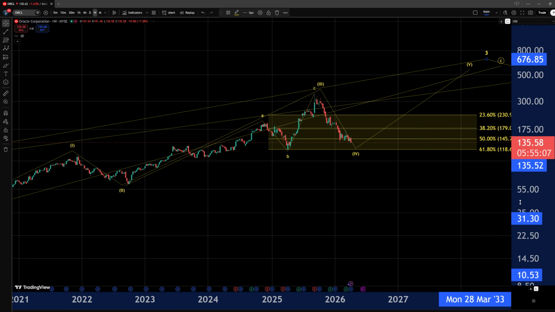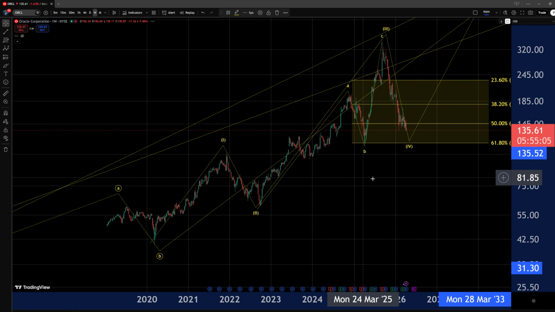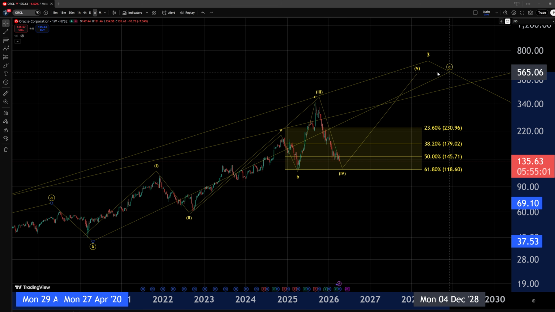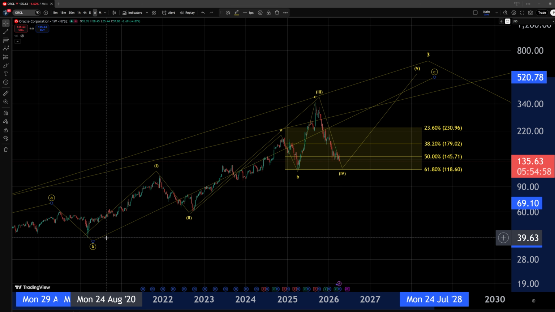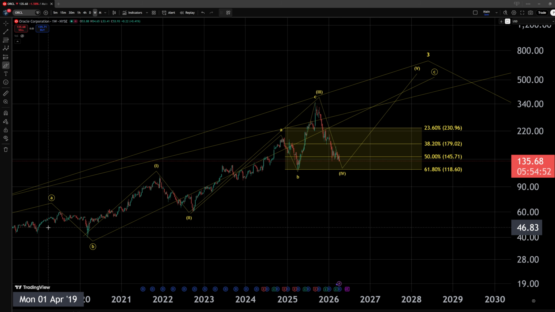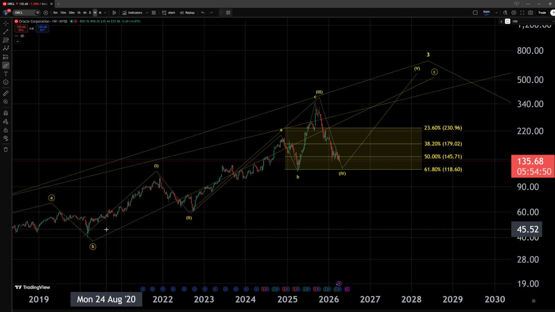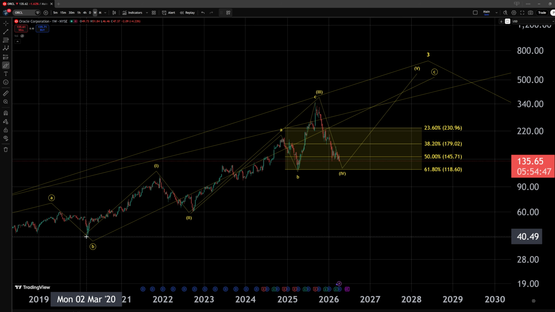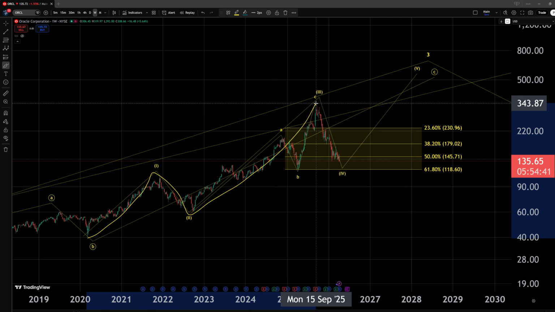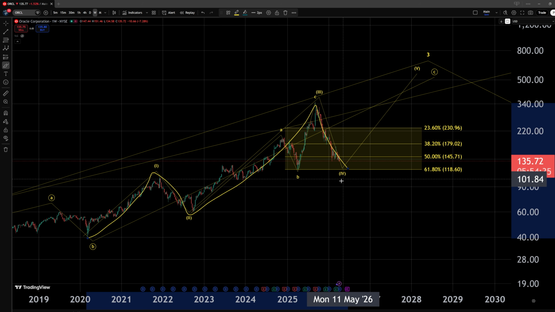Now, internally in this structure we have of course what seems to be another ending diagonal within the wave C. This isn't actually necessary, the wave C can work out as an impulse, but once again, we would struggle to even identify a potential impulse in this structure, and I believe it works out much better as a diagonal itself, where this would be a wave 1 up, a wave 2 down, and we would have a wave 3 top also in place, where now we would be tracking the wave 4 correction.